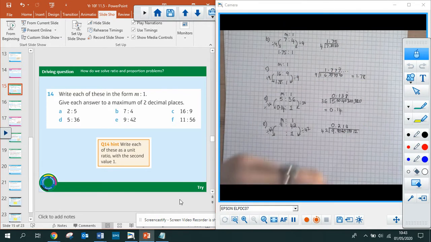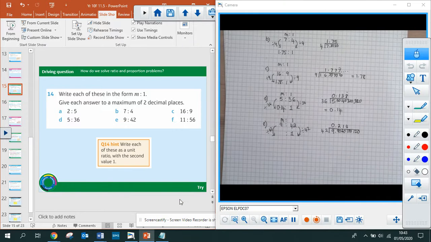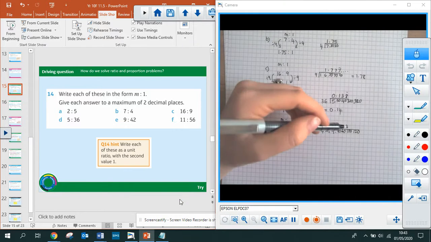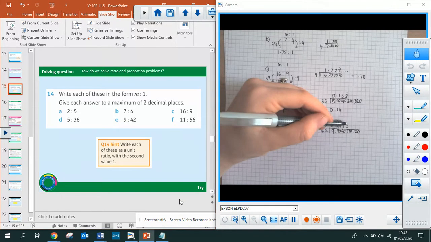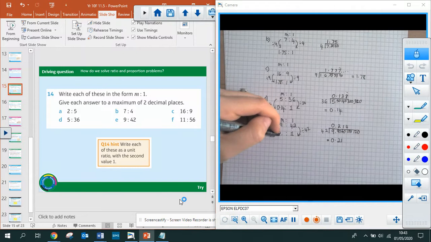Okay, that would become 120, and so on, but we don't need to carry on because we only need our answer to 2 decimal places. So I look at the 4 that's next to the second decimal place. It's 4 or less, therefore it's going to keep the 1 the same, and my answer is 0.21. So it would be 0.21 to 1.